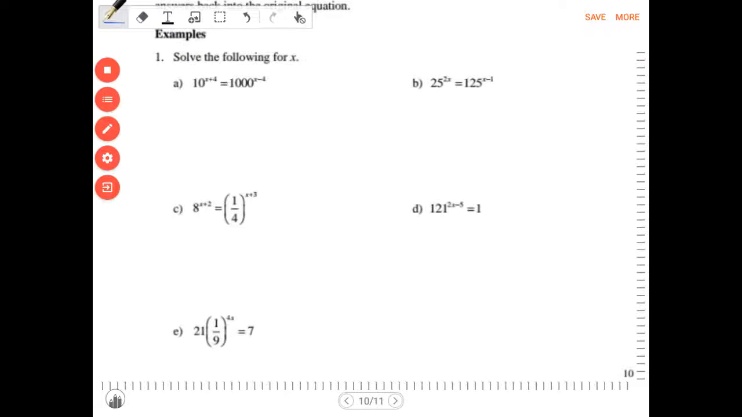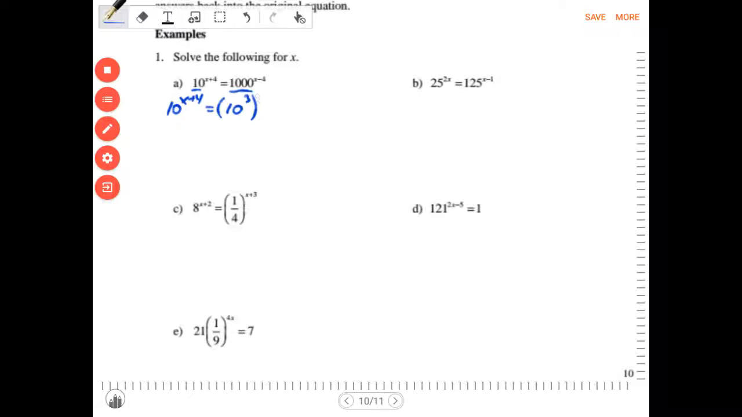Okay, so 10 to the x plus 4 equals 1,000 to the x minus 4. The first thing we notice, 1,000 is a power of 10. So we have 10 to the x plus 4, but 1,000, you'll remember, is 10 to the 3. If you don't know that, you go 10 squared, 10 cubed, 10 to the 4th until you get to 1,000. These ones are set up so that they're going to be the same.